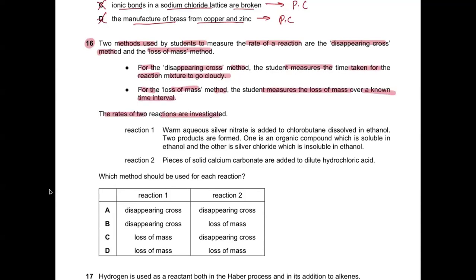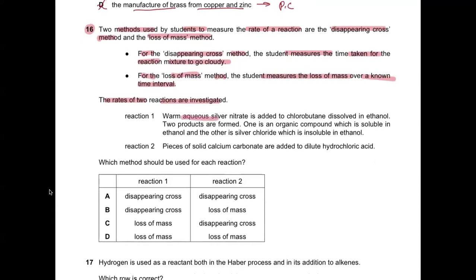The rates of two reactions are investigated. Okay. In reaction 1, warm aqueous silver nitrate is added to chlorobutane dissolved in ethanol. Two products are formed. One is an organic compound which is soluble in ethanol, and the other is silver chloride which is insoluble in ethanol.